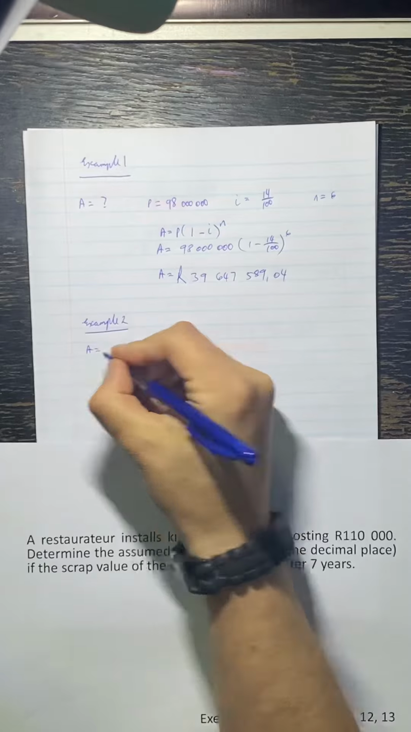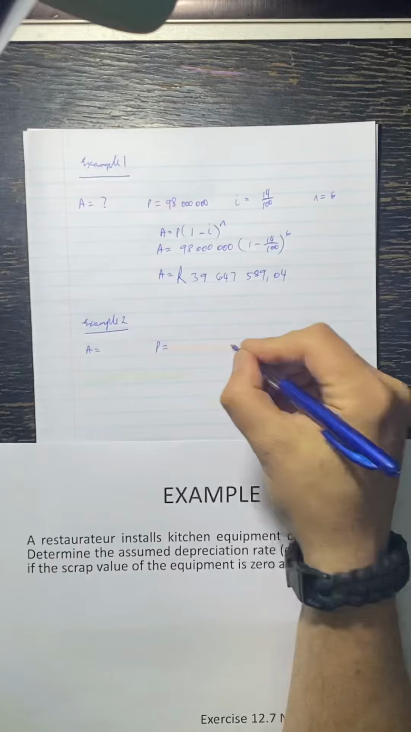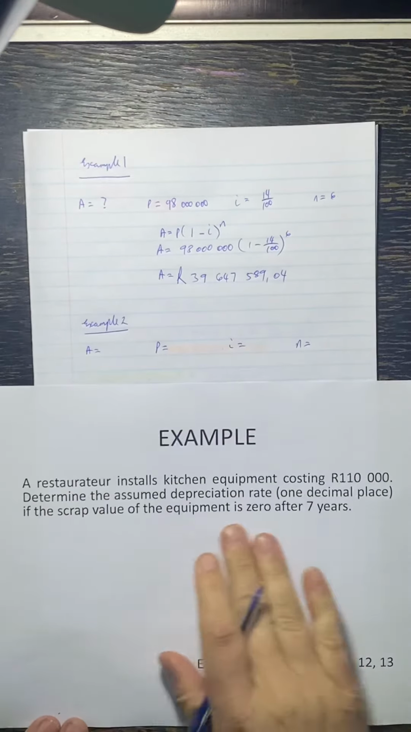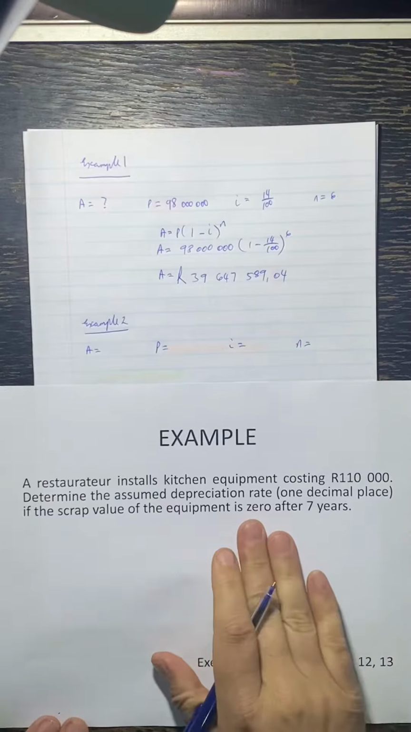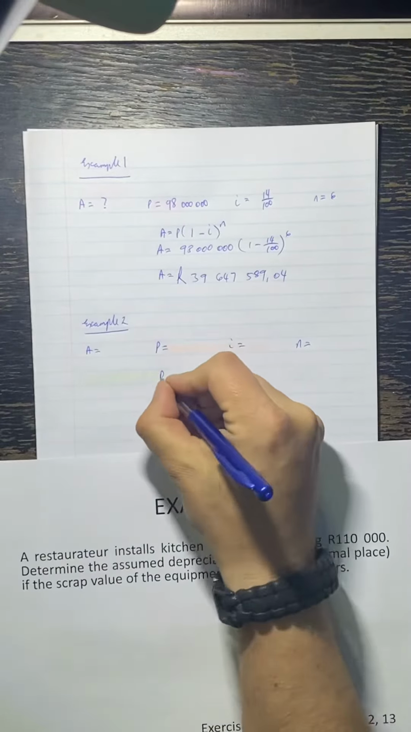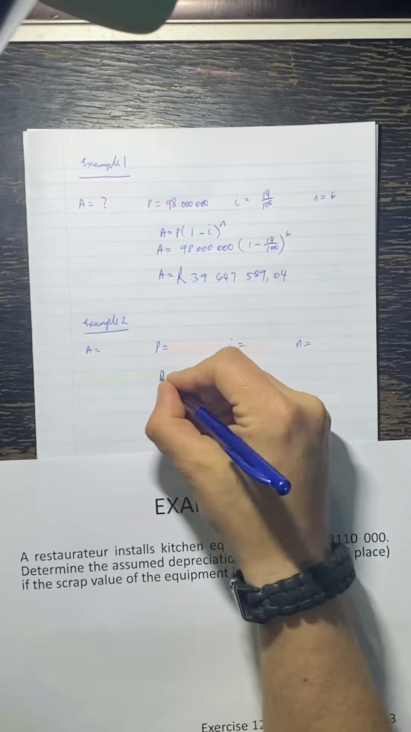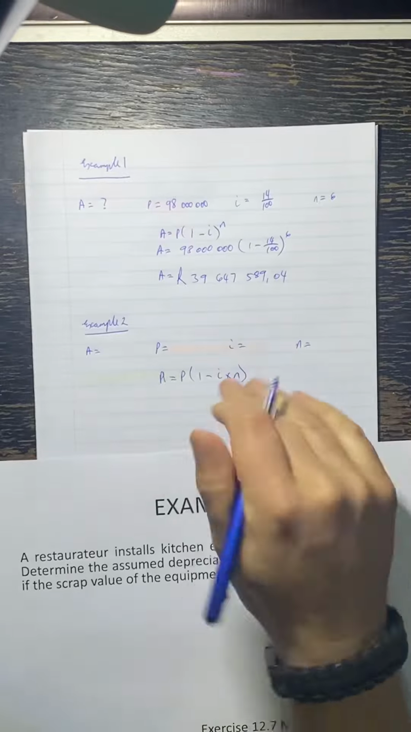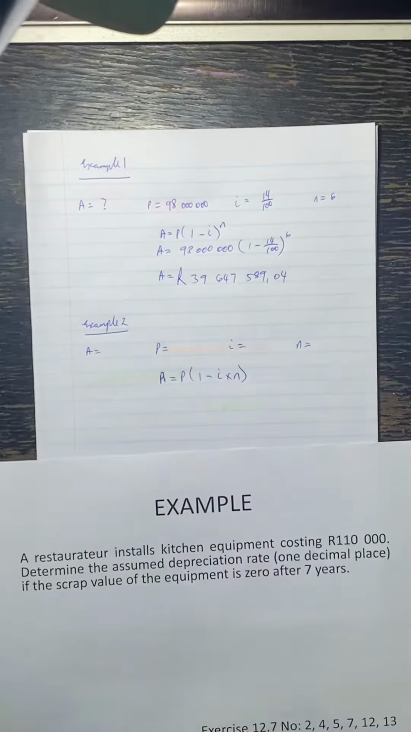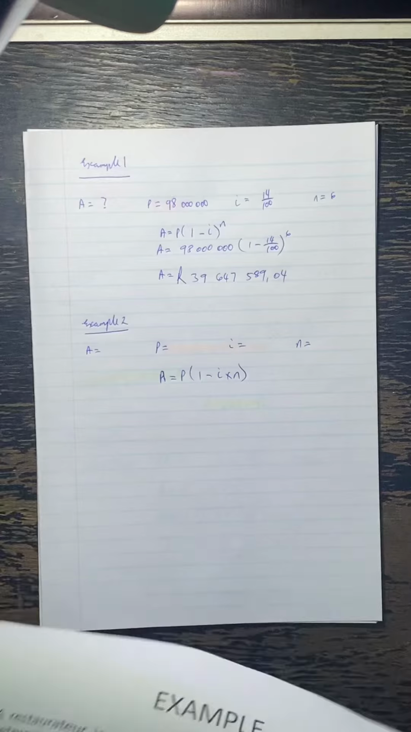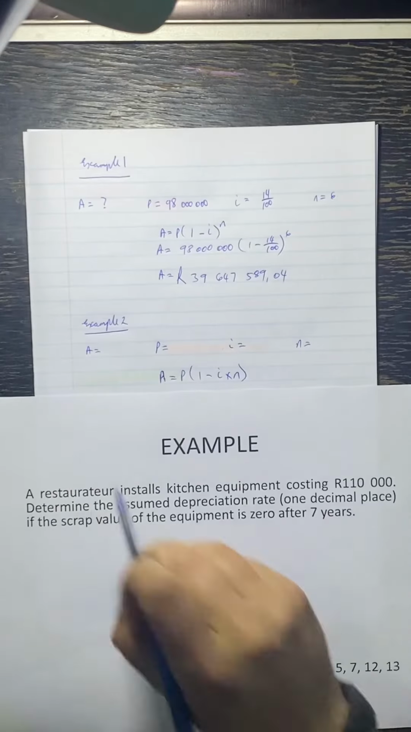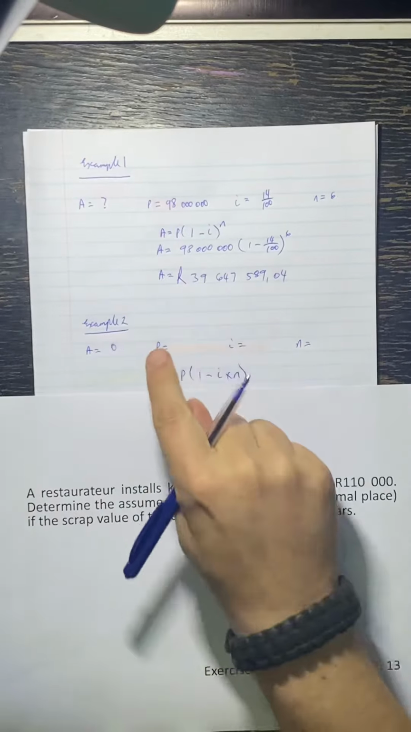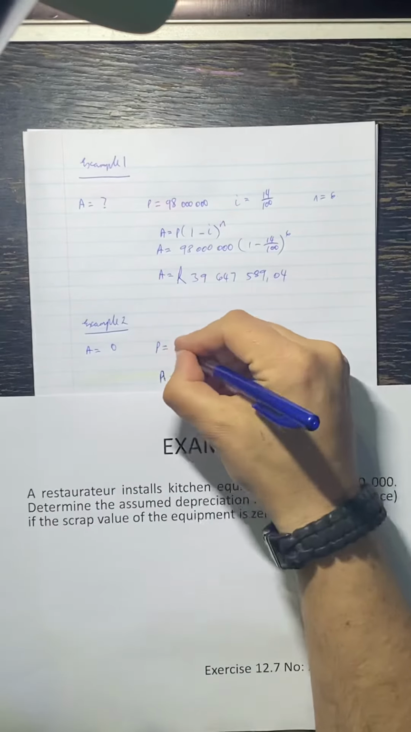A equals, P equals, I equals, N equals. Now, because they told us that we're getting a scrap value of 0, I know that it's going to be a straight line depreciation. So we get A is equal to P(1 minus i times n), similar to the simple interest. Now we need to extract the information from here. We know that the accumulated amount will be 0. The principal amount, the start-off amount, will be 110,000.